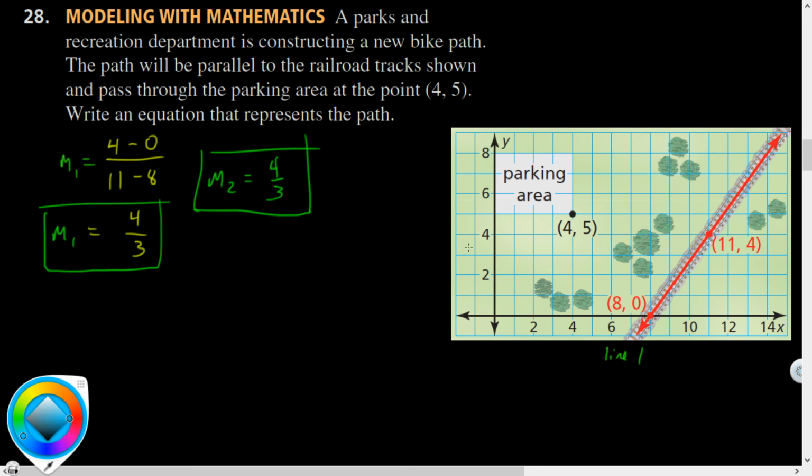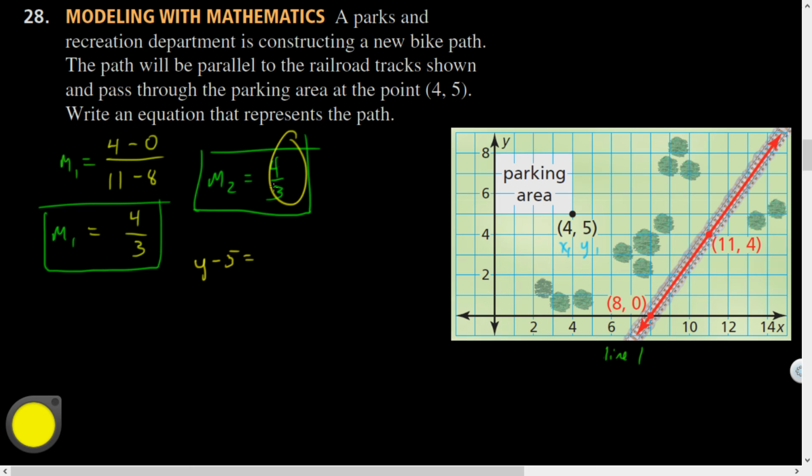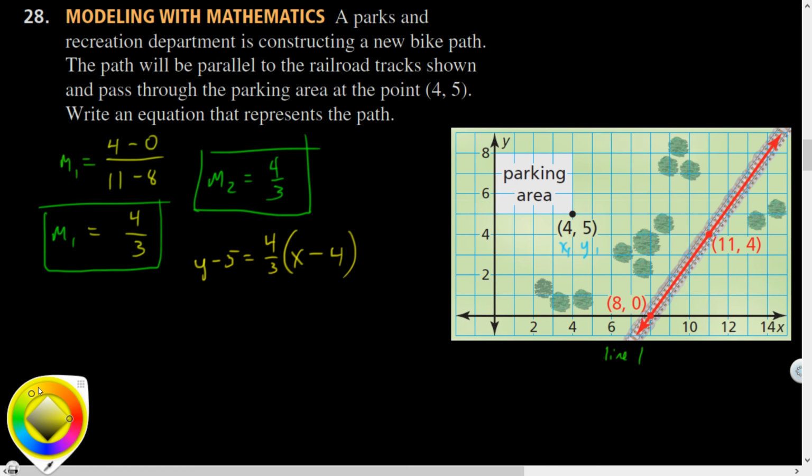So that point we could call x1 and y1. Wow, I chose the exact same color as the grid there. x1, y1. So let's plug it into point slope form. I'll have y minus 5 equals 4/3 x minus 4. All right. So I'm technically done. They didn't ask for it in slope-intercept form, but I don't mind converting it to slope-intercept form, even though I'm going to end up with a fraction answer. That's okay for my y-intercept.